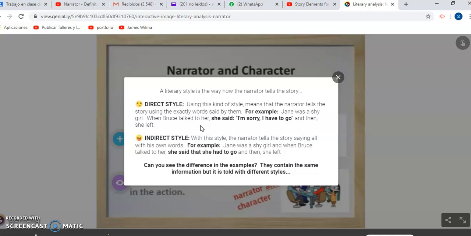When Bruce talked to her, she said, "I'm sorry, I have to go." And then she left. When the narrator is using the direct style, it's because he or she is reporting the exact words said by other people. For that reason, we use quotation marks, because we are referring to the exact words said by the other characters.